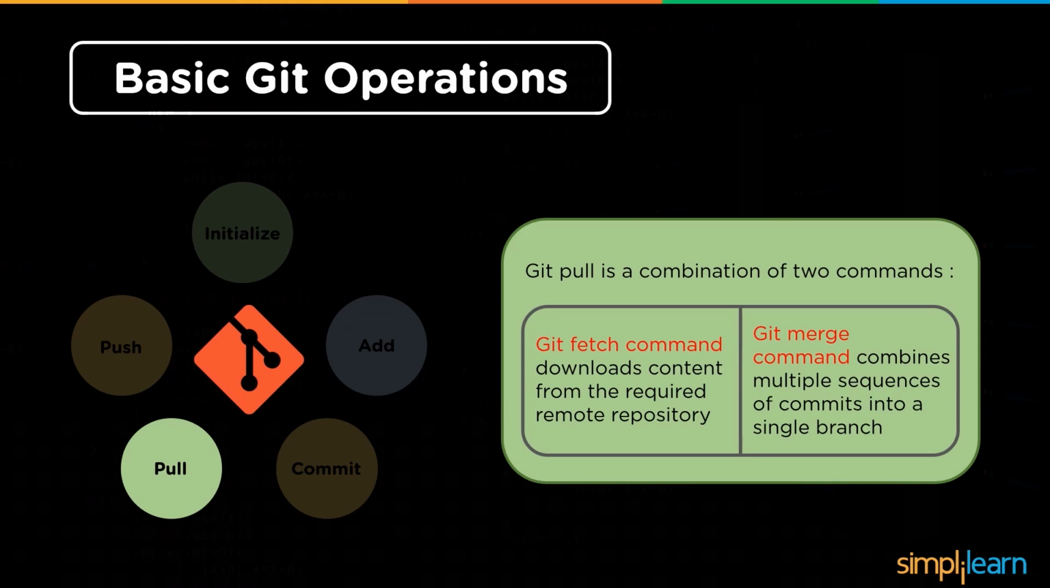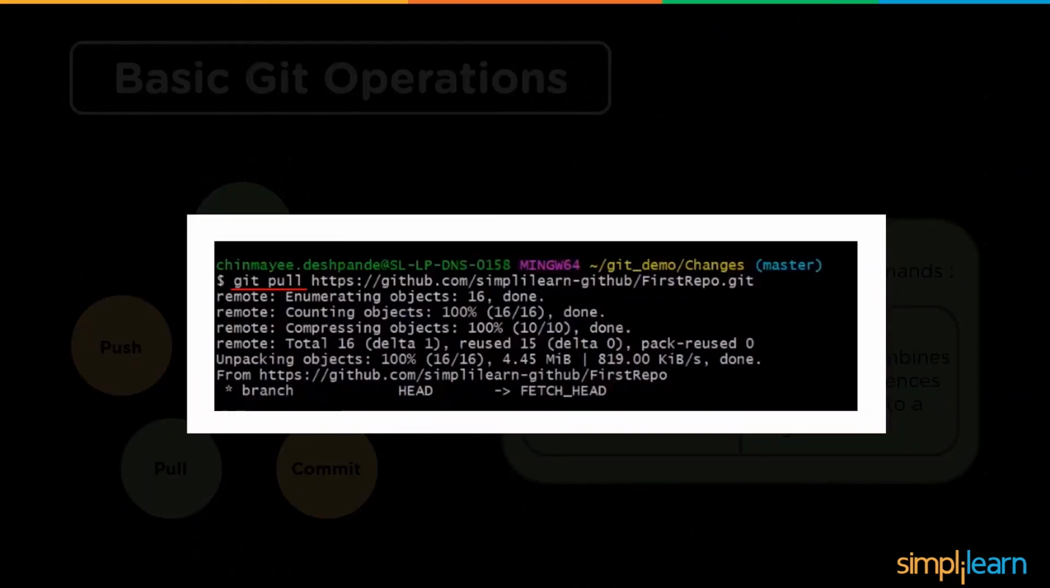But if you alone run the git fetch command, it will not perform any kind of changes to your local repository, right? Here you can see that we are pulling up the details of our first repo, and when that is done, we will be able to see some details out of that.